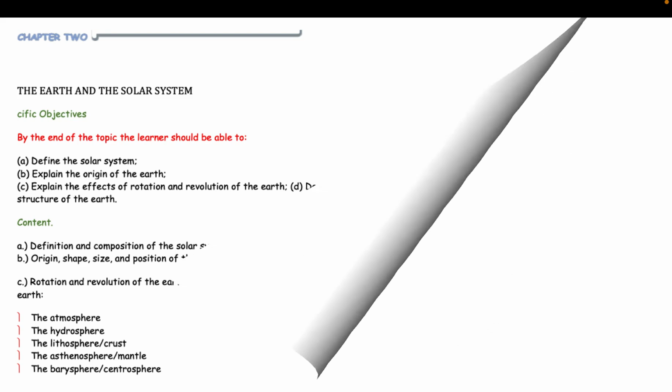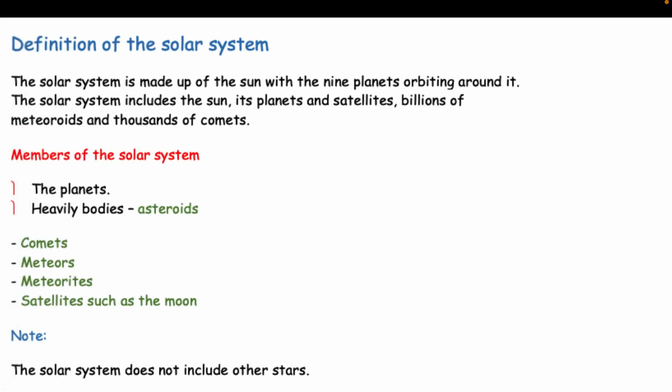Definition of the solar system. The solar system is made up of the Sun with the 9 planets orbiting around it. The solar system includes the Sun, its planets and satellites, billions of meteoroids and thousands of comets.